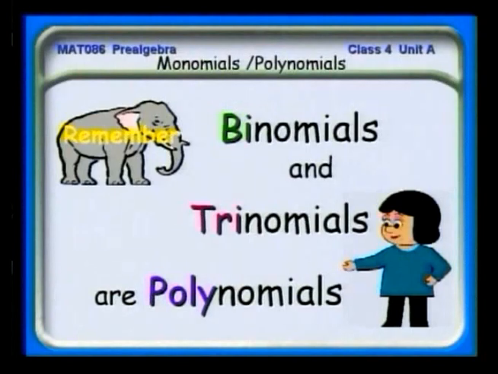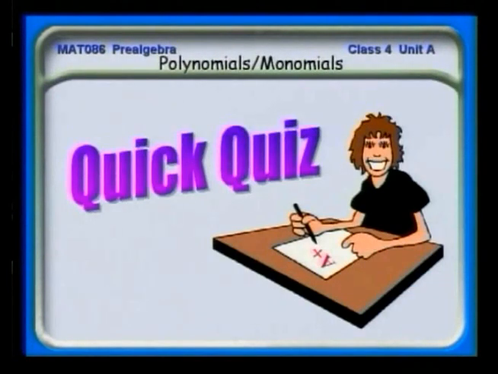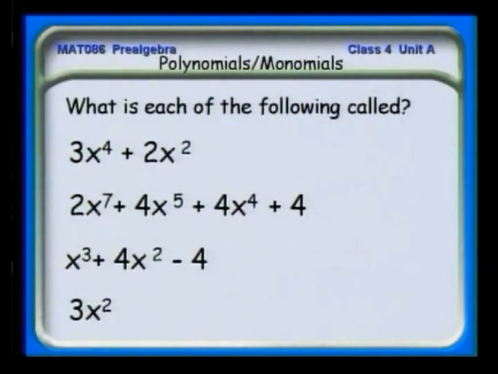Binomials and trinomials are also polynomials, but they're special cases, just like a rectangle can be considered a special case of a parallelogram, or a square is a special case of a rectangle. So binomials and trinomials are also polynomials. Another little quiz. What are the following called?